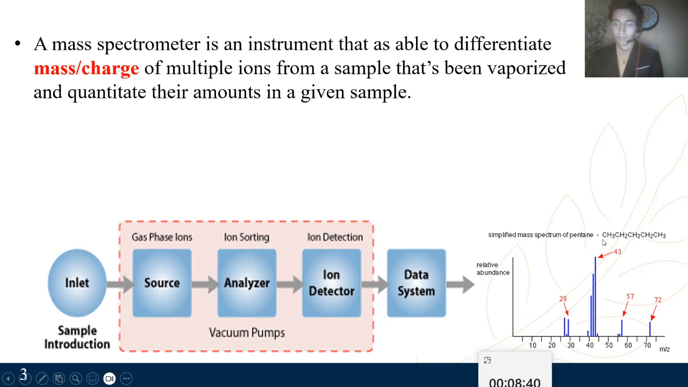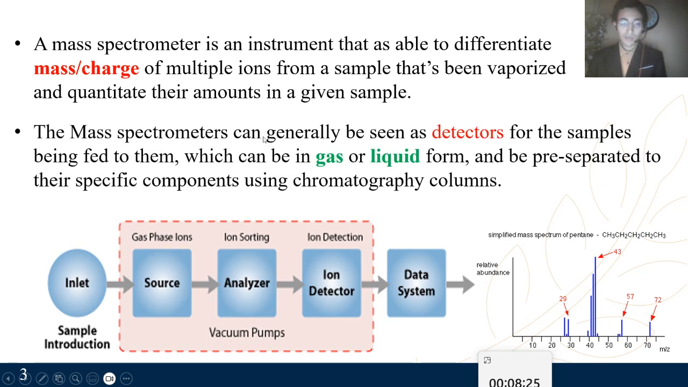This is pentane here, I think, yes, pentane. That's been fragmented. This is the mass of the larger molecule. This one is these parts over here that have been fragmented, and so on. So the mass spectrometer generally can be seen as a detector for the samples that are being fed to it.